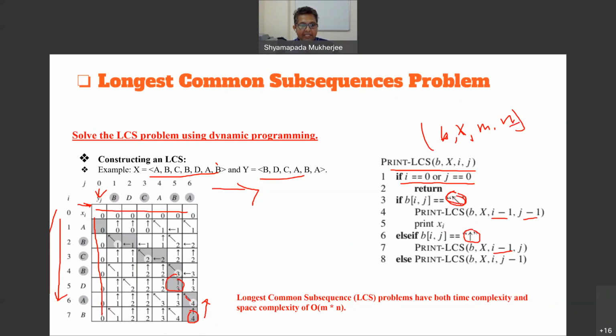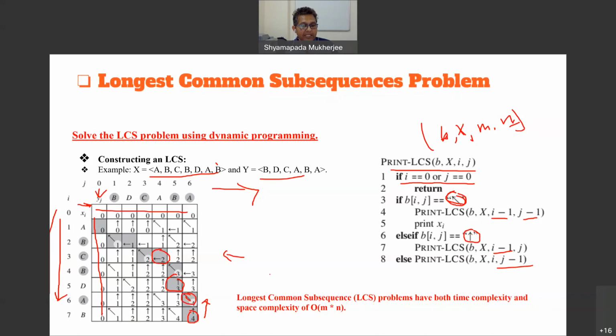Again it sees this up arrow or vertical arrow, so it will go up by reducing the row value. When it again gets a slanting arrow, it goes this way. And then when it sees the horizontal arrow, it means that it is reducing the column size, j minus 1, so it is going this way. Similarly for other steps.